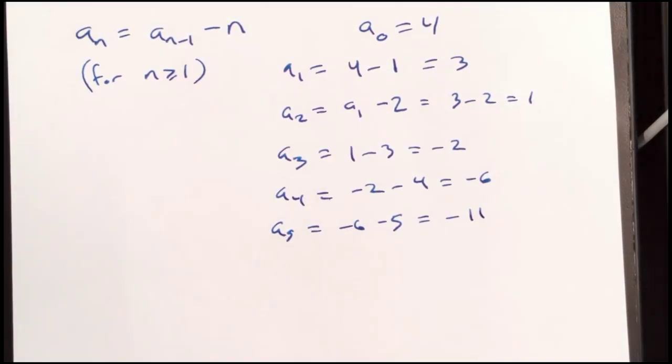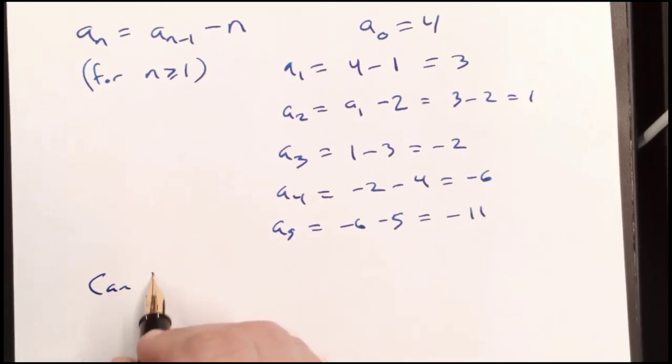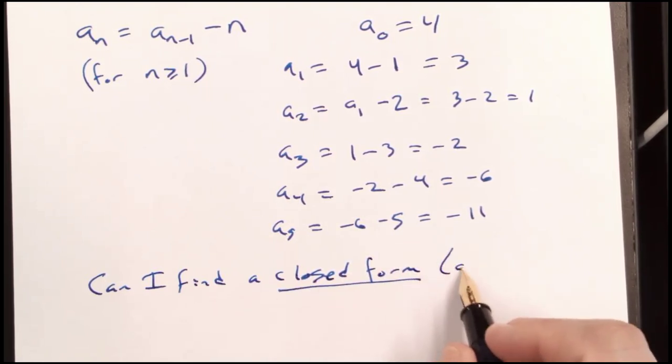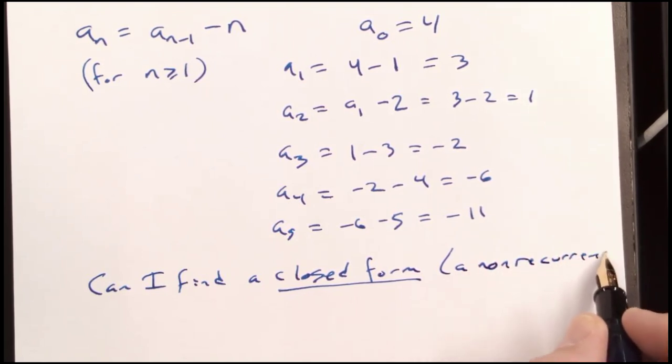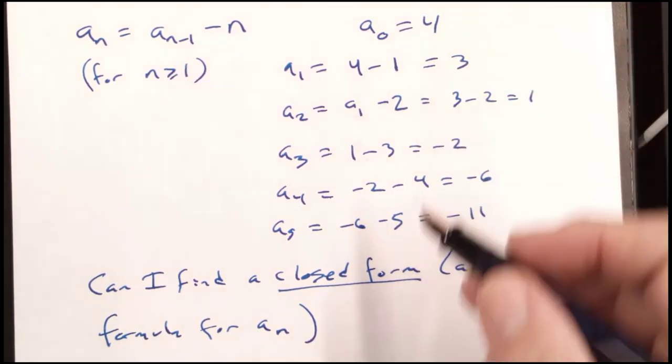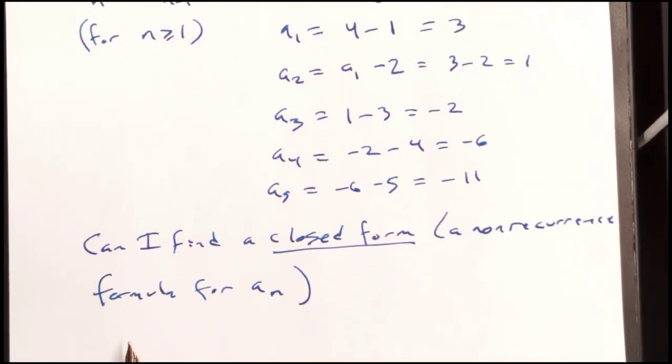Okay. I would like to know if it's possible to find a closed form. A non-recurrence formula. A formula that doesn't depend on what came before. But I think the way this is written is the problem. So I'm going to go back and write this list again, but slightly differently. Remember, we started with A0 is 4. And then to get A1, we took 4 minus 1. I'm not going to simplify it. I'm going to leave it like that.